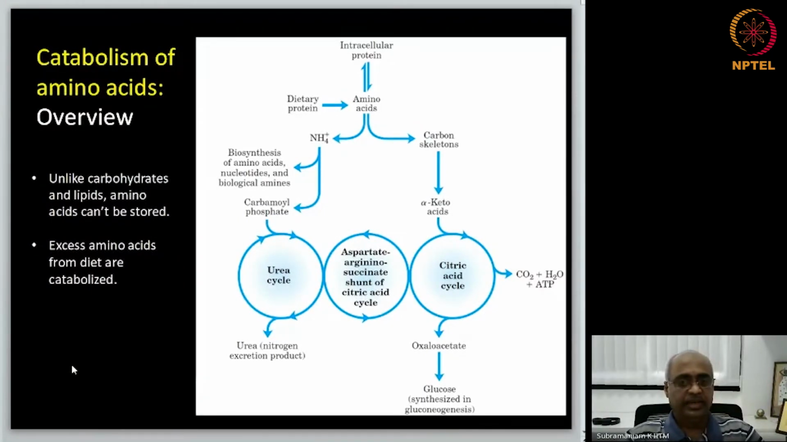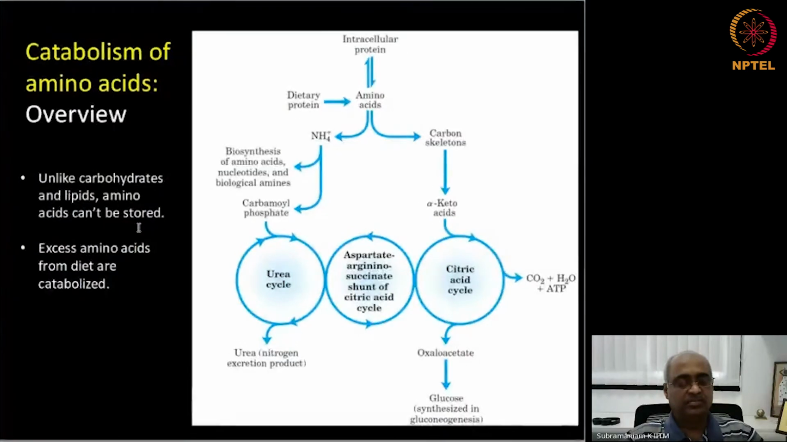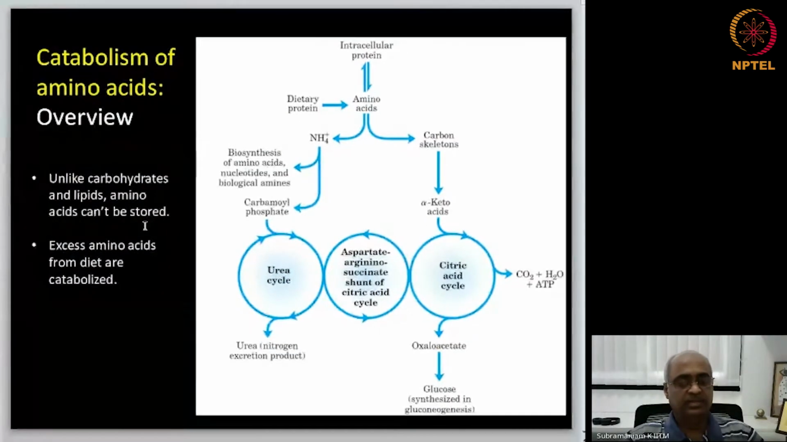Before we get into that, there are a couple of important points shown in the bullet on the left. Unlike carbohydrates and lipids, amino acids cannot be stored. Okay, there is no free amino acid storage like the way we have carbohydrate storage or lipid storage. And free amino acids in the cytoplasm will also perturb the osmotic balance. Excess amino acid means a lot of water getting into the cell and the cell will swell up.